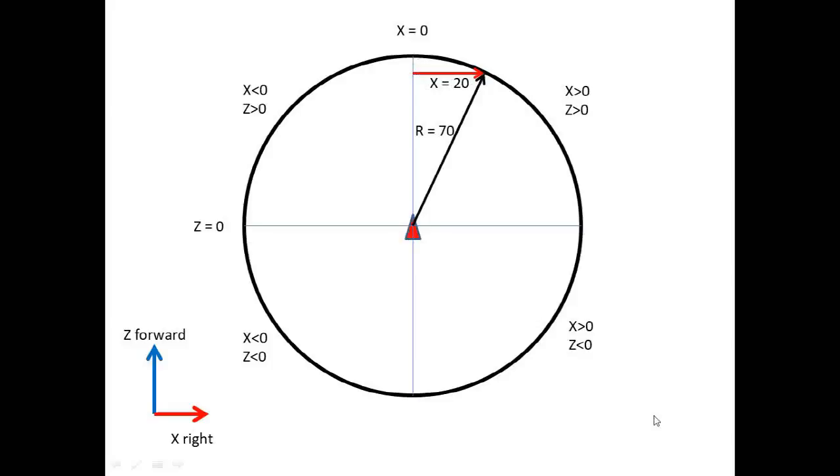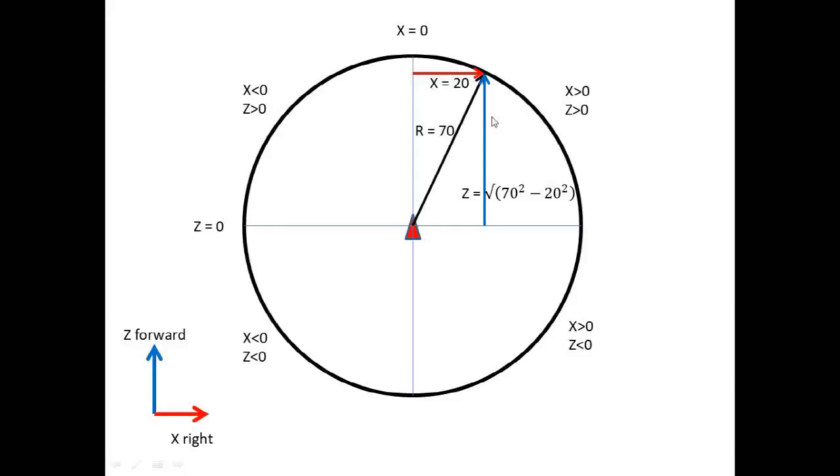Which means that by using Pythagoras, it's amazing, the ancient Greeks are still there while we're doing game design, we can work out the Z component just using Pythagoras, which is, as you probably know, going to be 70 squared minus 20 squared and the square root of that. So our Z value is going to be the square root of 70 squared, or whatever the radius is, minus our X value squared.